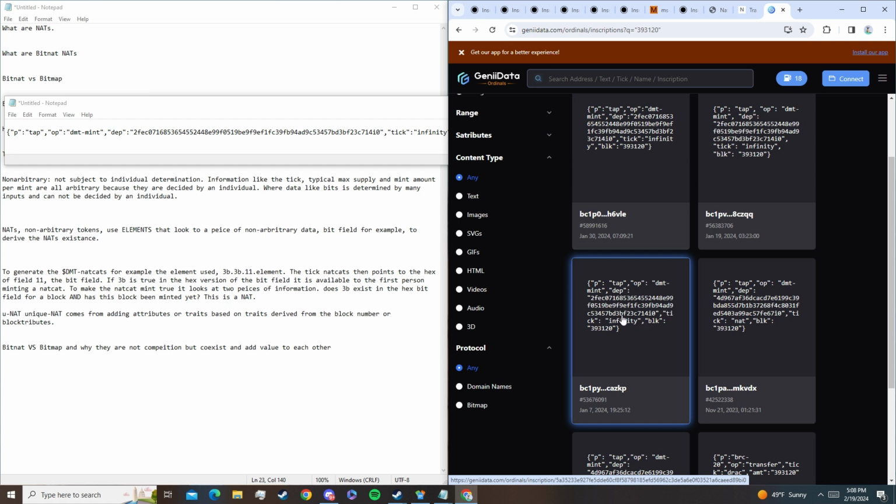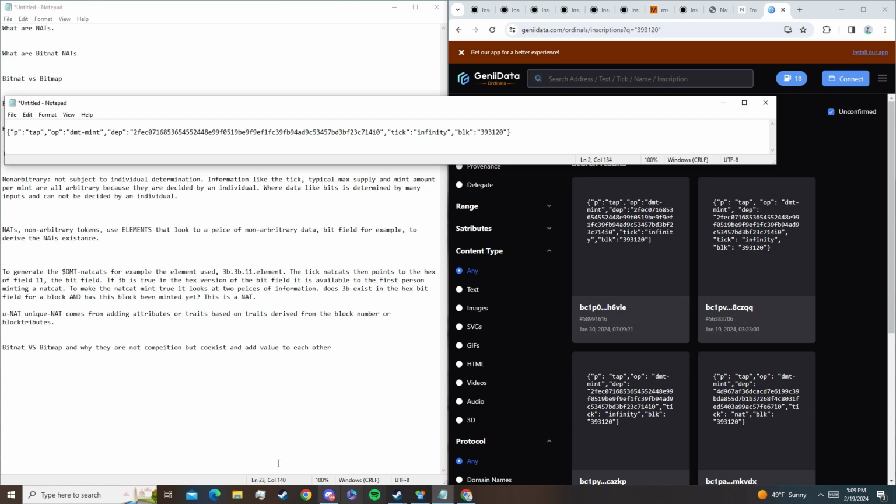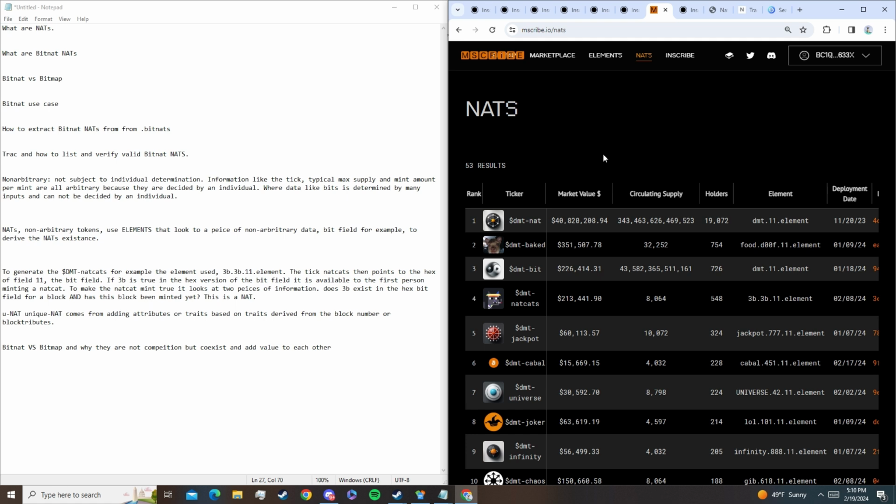Now, if they put the wrong ID here, if they misspelt the ticker, if they didn't put this phrase in there like this, then it doesn't count. If they had done it correctly, then they're going to receive those NAT tokens. And then you can go on and find another block that has 888 in it, and that's how you hunt for NATs. So that was a NAT.